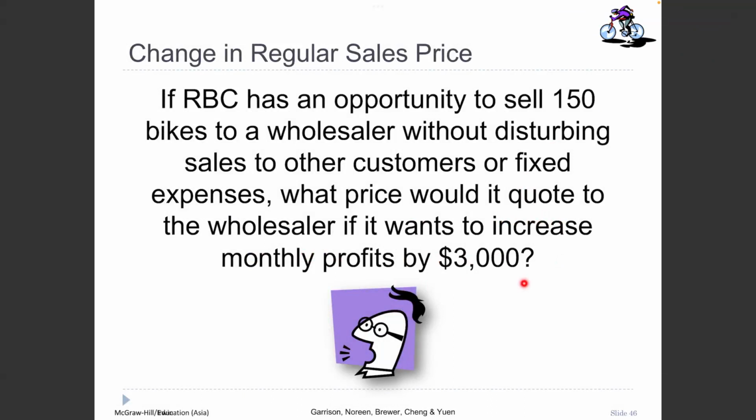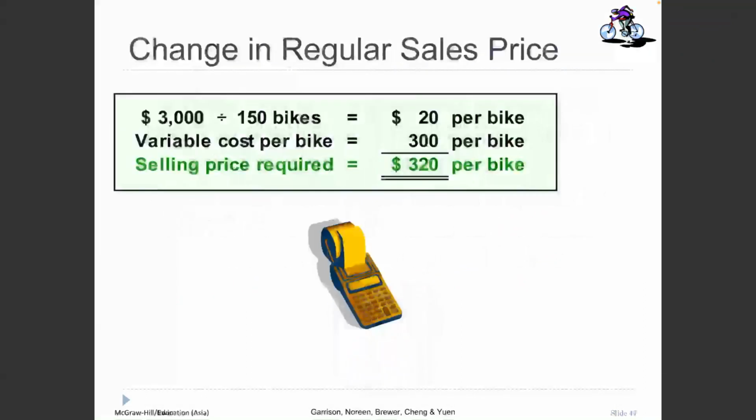So in this matter it is a bit different. You know that the sales need to increase by 150 units, but now you know the fixed expense remains the same. And then the monthly profit you want to increase by $3,000. Okay, so how do you do it?